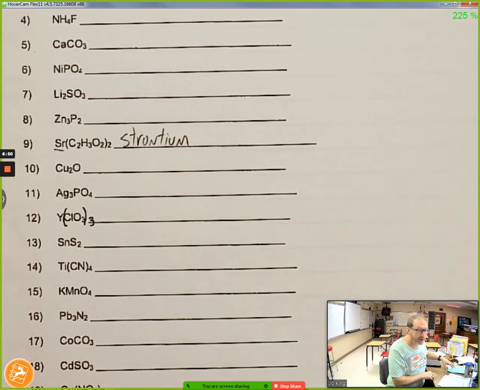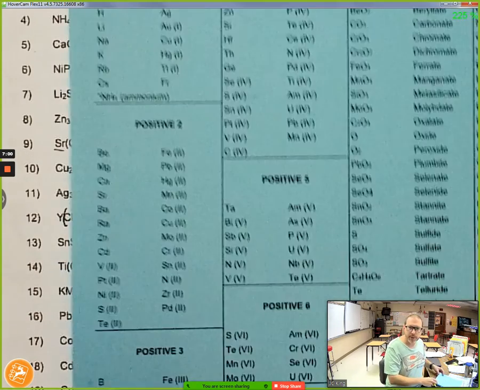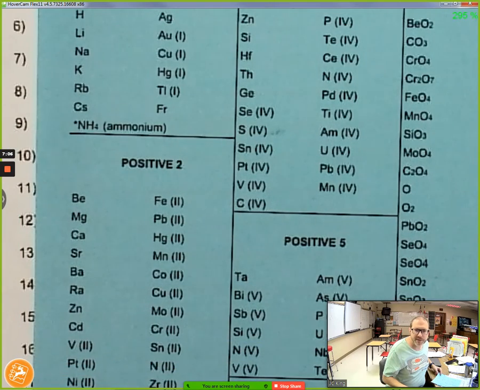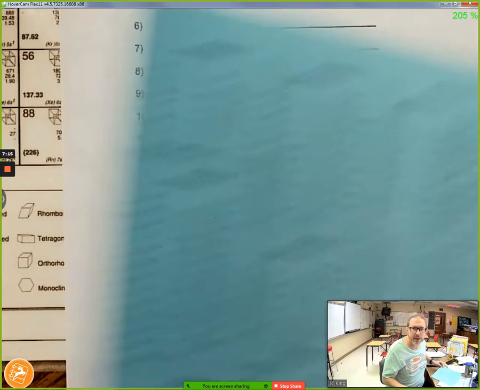Now, what I want to do is check and see if strontium comes in more than one oxidation, or if it's always just going to have the same charge. So I'm going to look on my ion chart here. I'm looking for Sr, and hey, there it is. It's over there in +2. So since there's not a Roman numeral by it, I don't have to put a Roman numeral in the name, and I know that that's the only form that strontium can take.